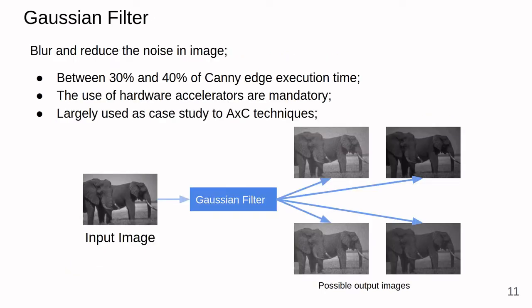The Gaussian filter is largely used in the pre-processing step of border detectors. In the case of the Canny edge algorithm, the Gaussian filter uses between 30 and 40% of total execution time. So to reduce this execution time, it's mandatory to use dedicated hardware. Also, the Gaussian filter is a common application to evaluate approximating techniques.